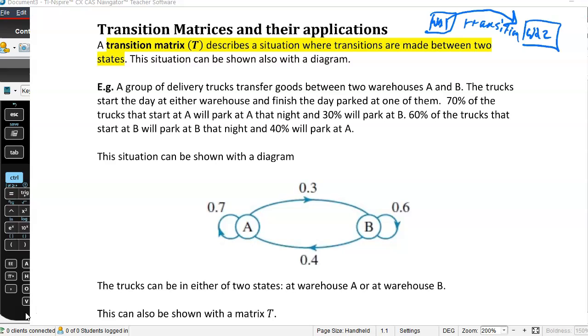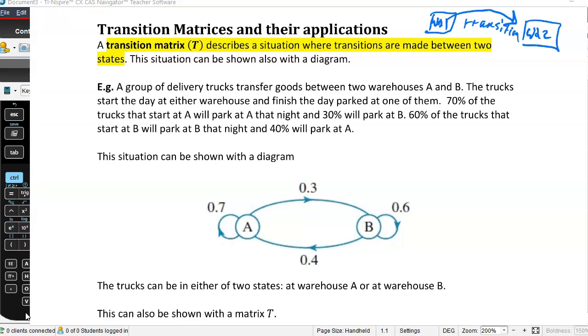We're talking about these changes, and all of that can be modelled with a matrix. We also use diagrams, a nice little picture to show it, and then we can also use a matrix to help us make predictions and so forth. So let's look at this example I have here.